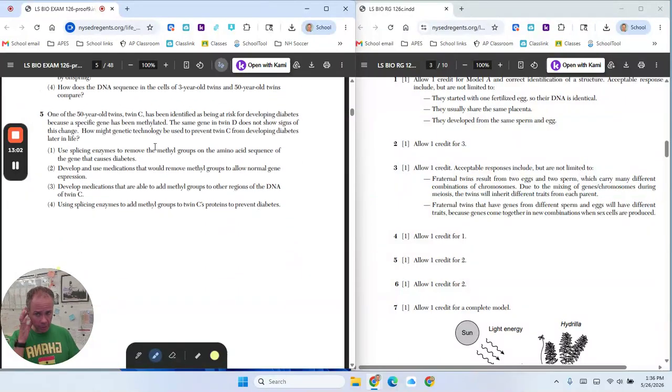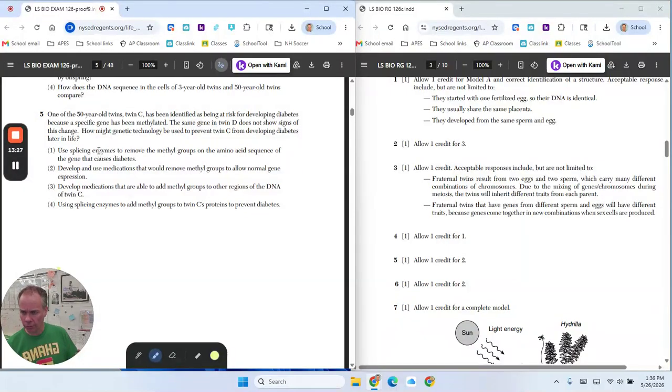And then question number 5, the last question of this cluster. One of the 50-year-old twins, twin C, has been identified as being at risk for developing diabetes because a specific gene has been methylated. The same gene in twin D does not show signs of this change. How might genetic technology be used to prevent twin C from developing diabetes later in life?